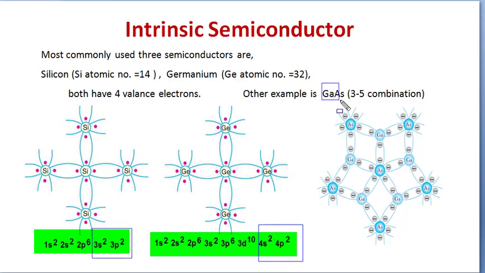Whereas gallium arsenide is different. It's a 3-5 combination, and if you see the structure here, the gallium, which has 3 valency, has 3 arsenic neighbors, whereas arsenic having 5 valency has 5 gallium neighbors, whereas each silicon or germanium has 4 neighboring atoms. In the following section, we will discuss the same in detail.